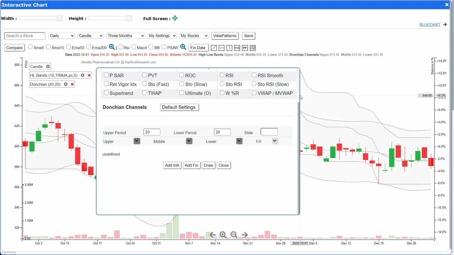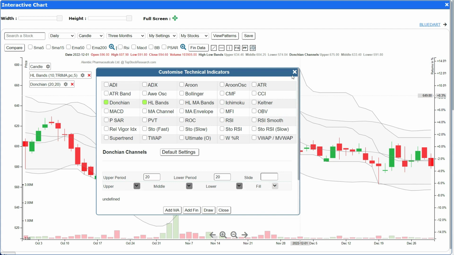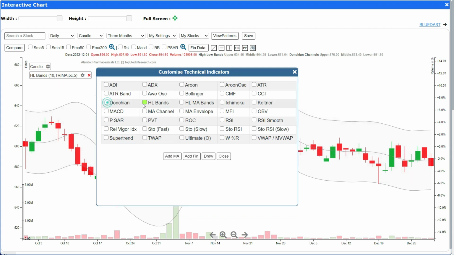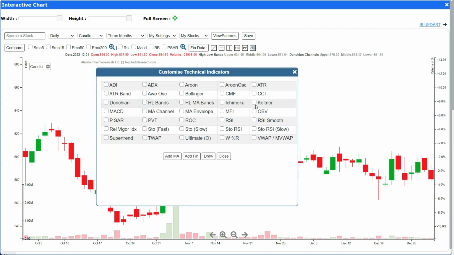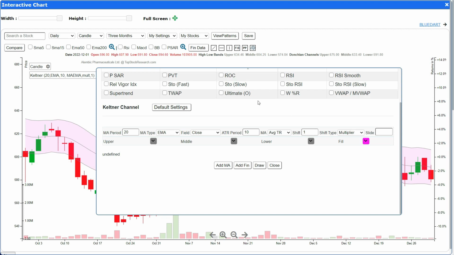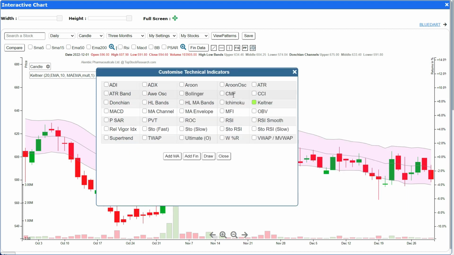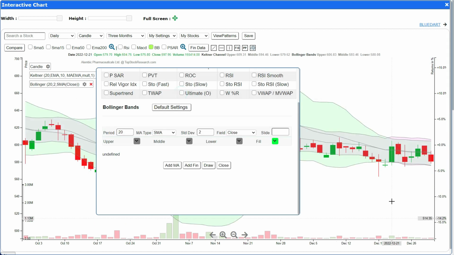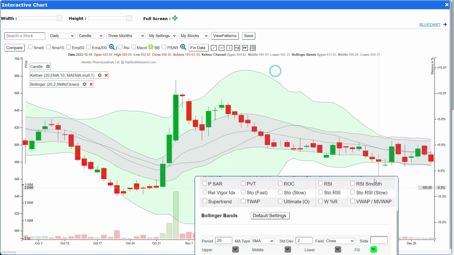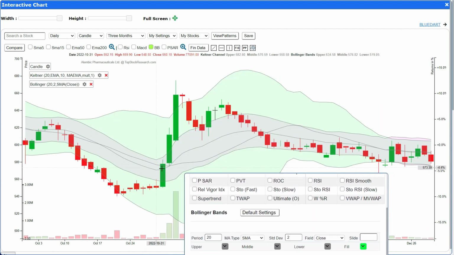So the focus of this particular session is just to show you Keltner and Bollinger together, right? So remember, we had given some color coding to these bands. It tries to retain those color codings, so that you don't have to do it again and again, provided you are in the next chart.